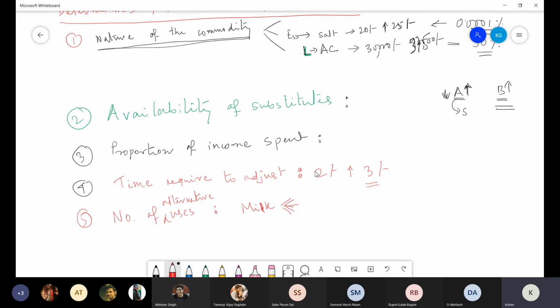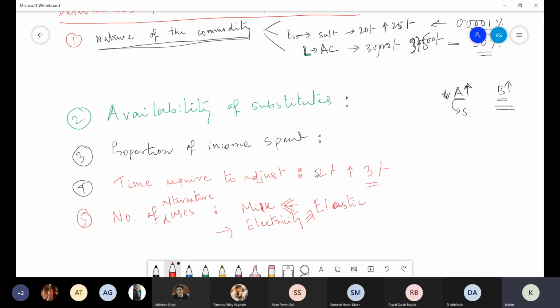So because of that, if a particular product has a number of alternative uses, it will be relatively elastic. But think about another item, say electricity. You might be using it for refrigeration, for lighting your house, for running an AC, for using a microwave oven, for running television, n number of activities.